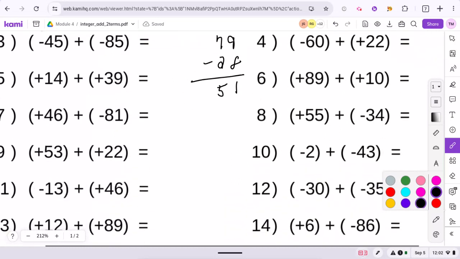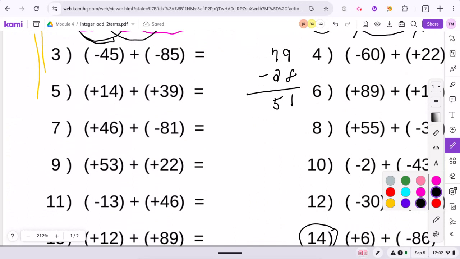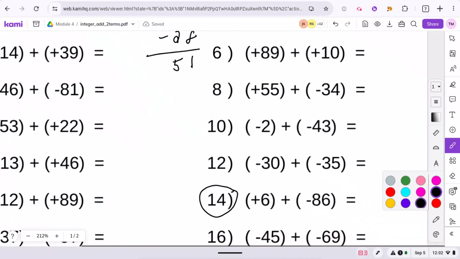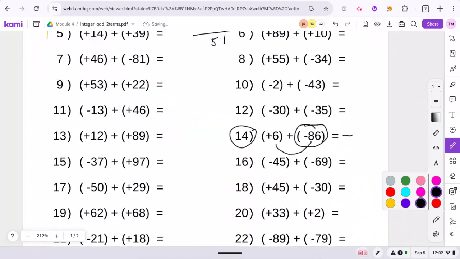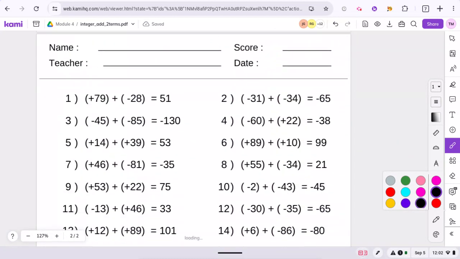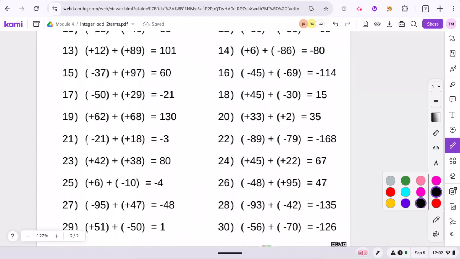If there's more negative numbers than positive, like on number 14, as opposed to number 1 has more positives than negatives, so the answer is positive. But on number 14, there's more negatives than positives, so your answer will be negative, and you'll subtract those two numbers. So you can pause the video if you want to practice these, and I'll show the answers. And you can pause the video to look at the answers for these as well.